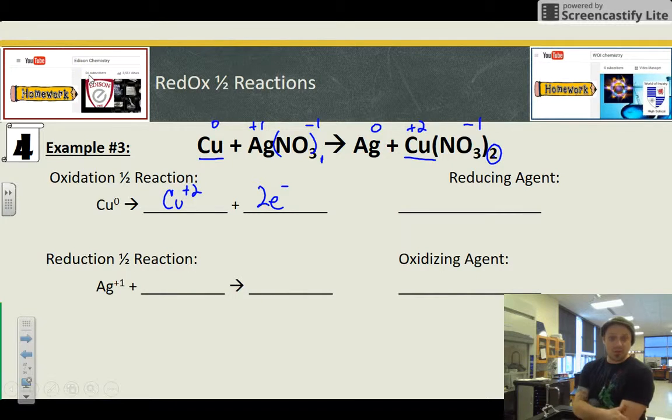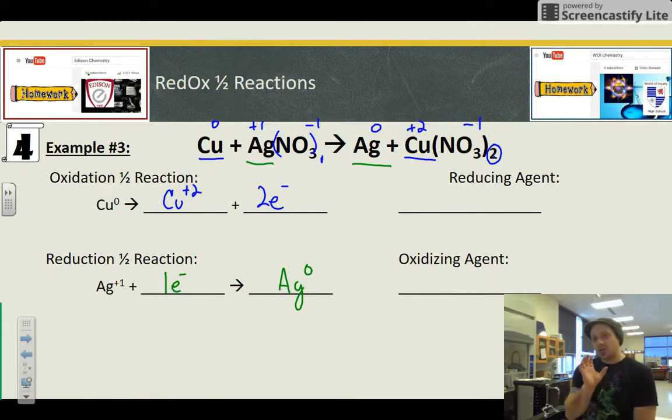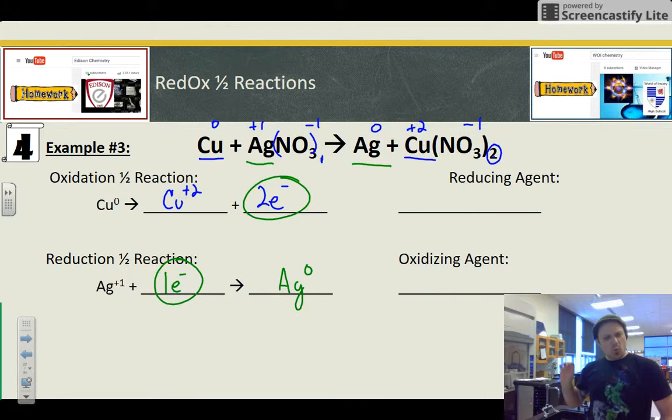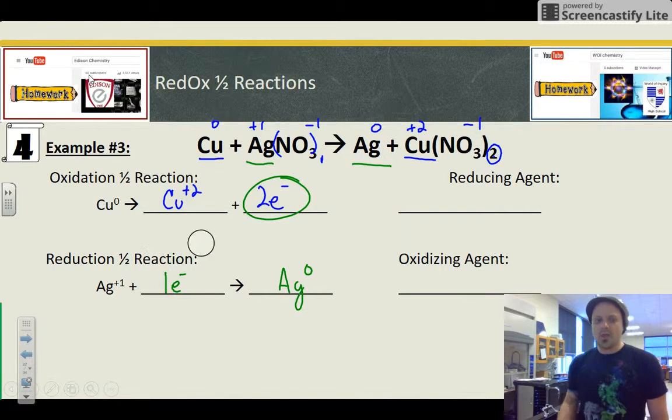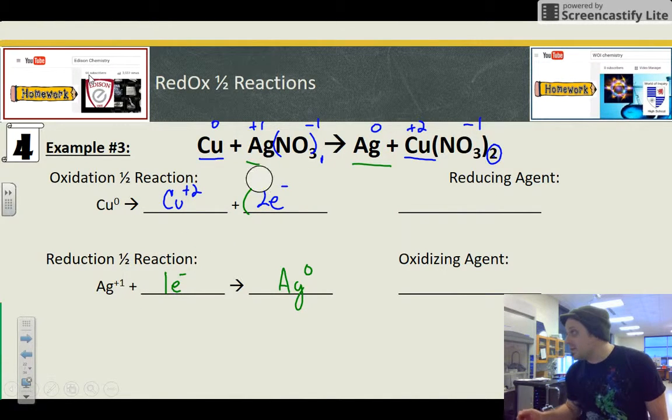Now the silver ion +1 became silver 0, so it must have picked up 1 electron. Plus 1 electron. Now stop, Mr. Milks. There's a problem, and that doesn't equal. We're saying that copper loses 2 electrons, but silver only picks up 1. That's impossible. We have to balance these equations too.